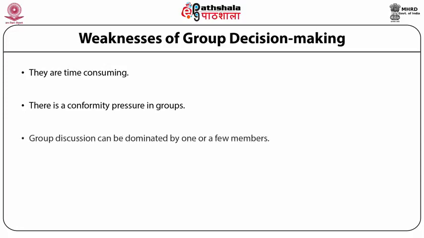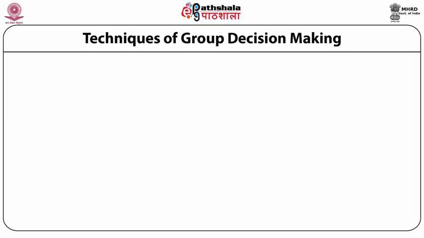Then, group discussion can be dominated by one or a few members, which again would be a weakness and would not lead actually to group decision making. Finally, group decisions might suffer from ambiguous responsibility. That is, the group members are not willing to take up the responsibility of the group decision which has been taken. My dear students, now let's try to find out the various techniques of group decision making.